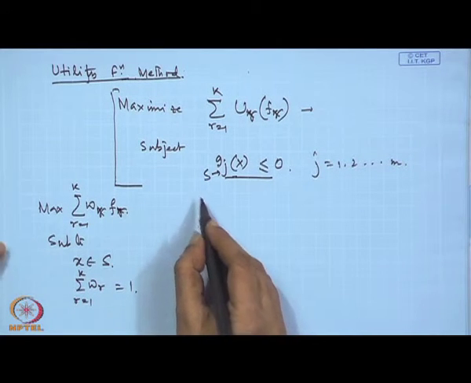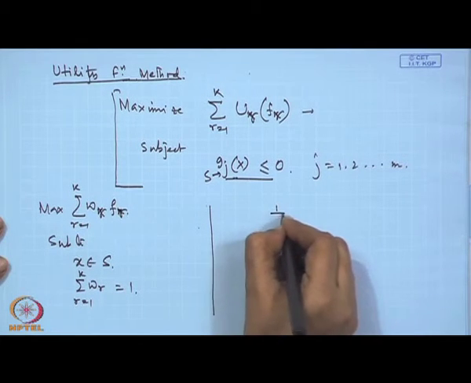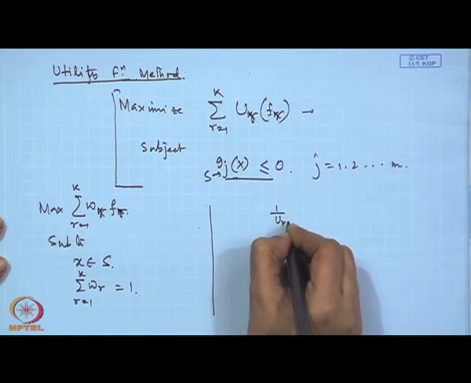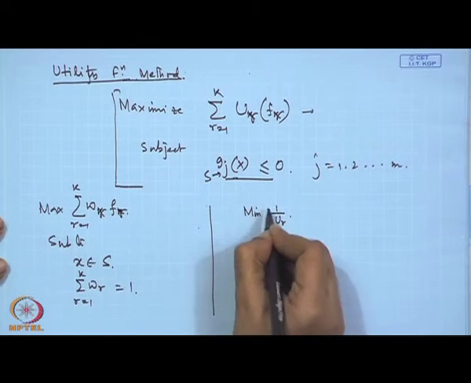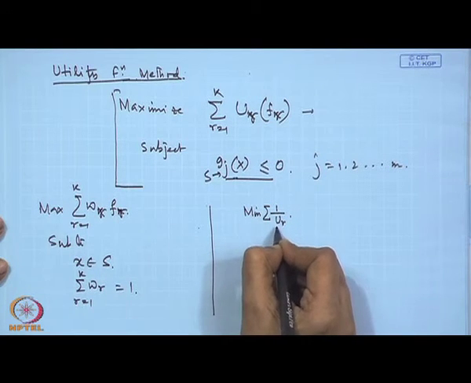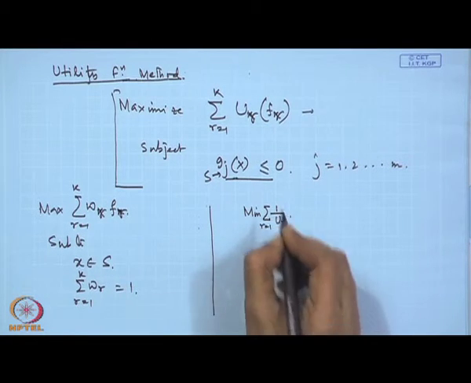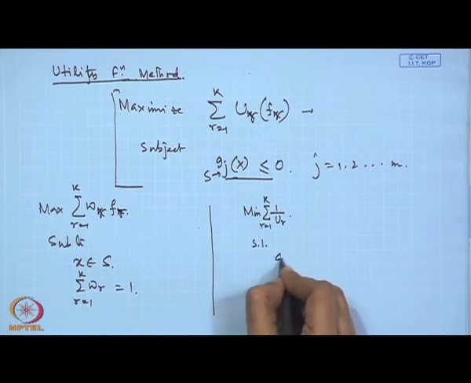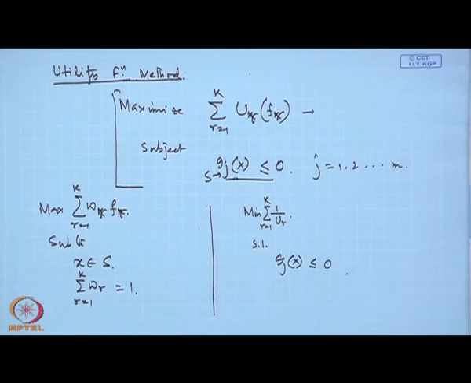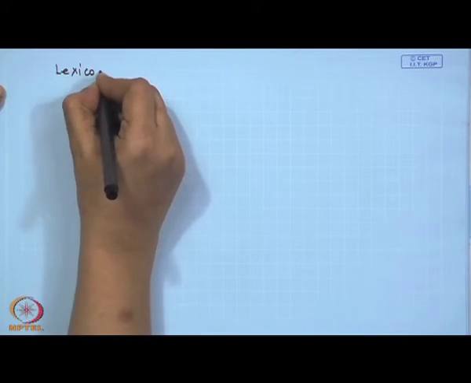There is another variation available for the utility function method, where we consider the inverse of the utility values. Instead of considering UR, we consider 1 by UR. That means we are considering individual terms, and this refers to undesirability. That is why we try to minimize the total undesirability together, subject to the same set of constraints. These are all the variations available in the literature, and with any of these we can solve the multi-objective problem. There is another nice technique available, called the lexicographic method.